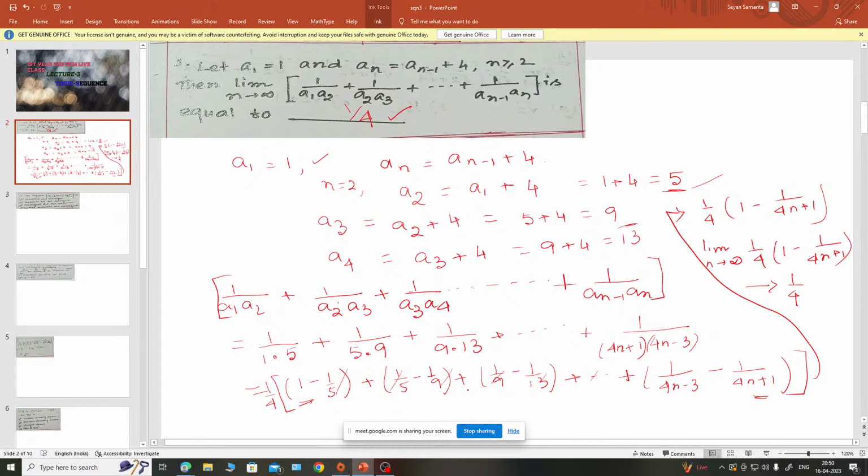Here we see that alternate terms cancel. So the first term and the last term remain. Here we can write 1 minus 1 by (4n plus 1). Then taking the limit as n tends to infinity, 1 by n tends to 0. So the limit of this type of sequence is equal to 1 by 4. So here the answer is 1 by 4. Is it clear to everyone? Please comment.